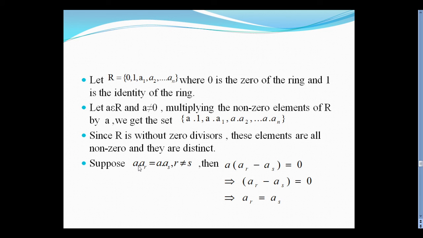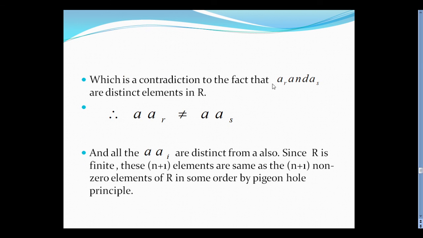Now suppose we take a·ar equal to a·as, where r is not equal to s. I can take this term to the opposite side: a(ar minus as) is equal to 0. Here a is already not equal to 0, and it is a product of two terms. So a not equal to 0 means ar minus as is equal to 0. I can take as to the opposite side. We get ar equal to as, which is a contradiction to the fact that ar and as are distinct elements in R. So a·ar is not equal to a·as.